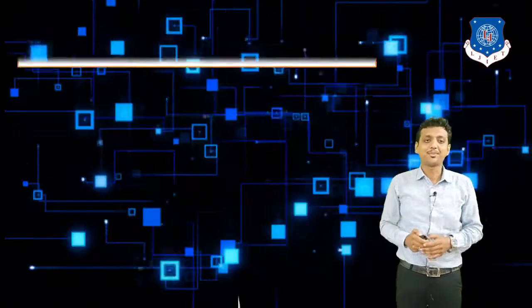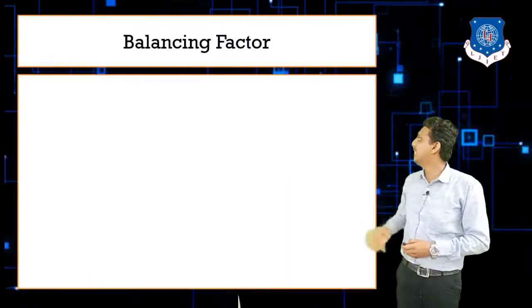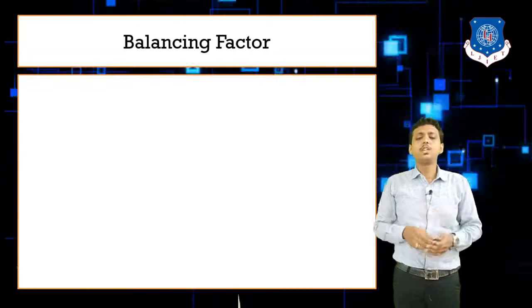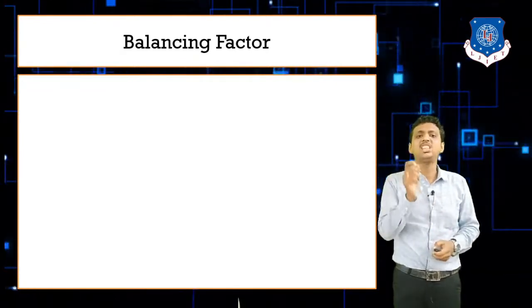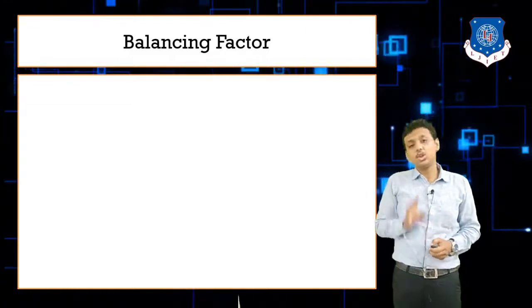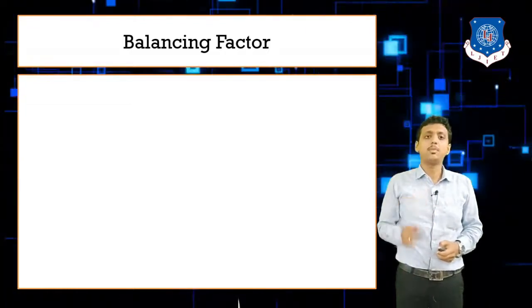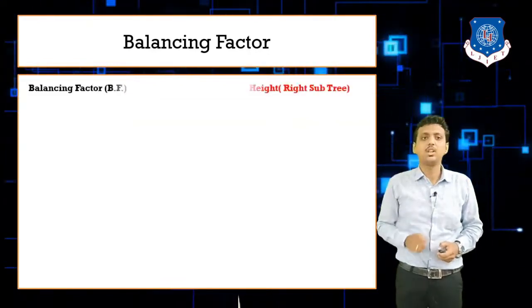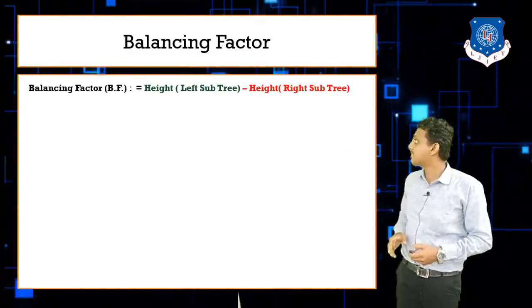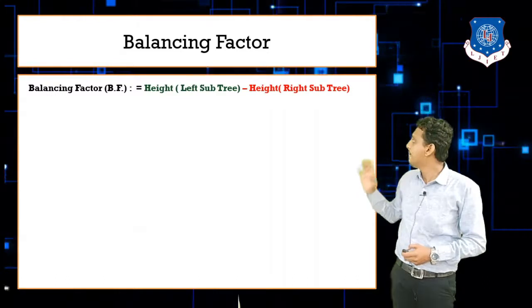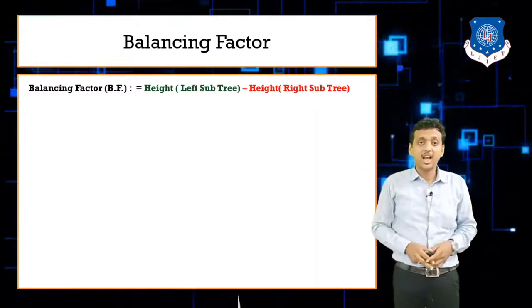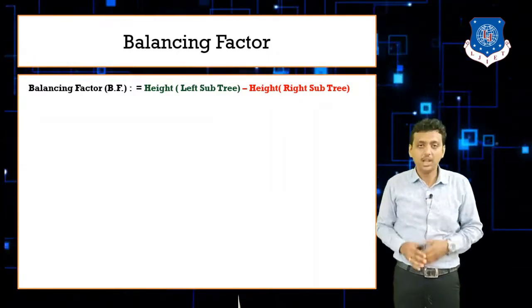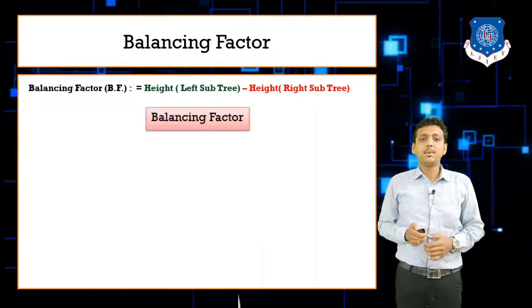So let's see. Here we have the next terminology, that is the balancing factor. We always need to find out the balancing factor for each and every node of a tree. If your tree contains 7 nodes, then first your job is to find out the balancing factor for each and every node, and it is very easy to find. The formula for the balancing factor is the height of the LST minus the height of the RST. LST and RST mean the height of the left subtree minus the height of the right subtree.